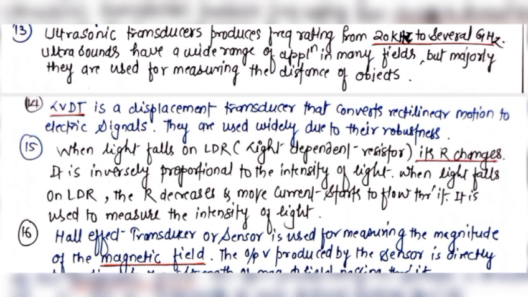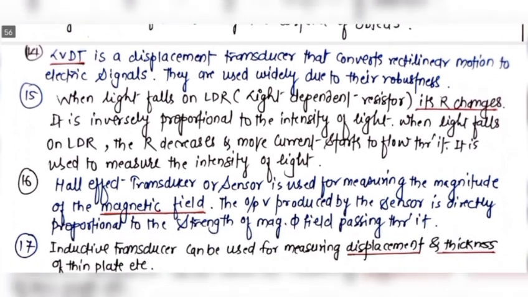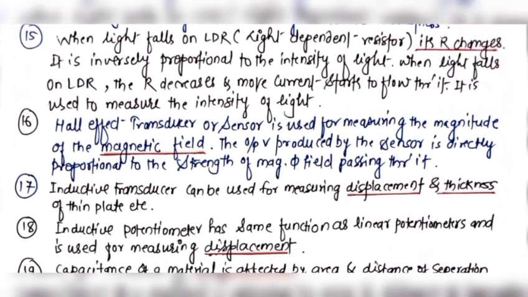LVDT is a displacement transducer that converts rectilinear motion to an electric signal. They are used widely due to their robustness. When light falls on an LDR, light dependent resistor, its resistance changes. It is inversely proportional to the intensity of light. When light falls on the LDR, the resistance decreases and more current starts to flow through it. It is used to measure the intensity of light.